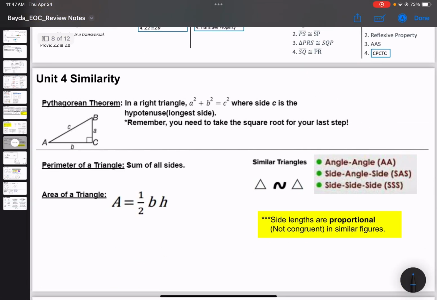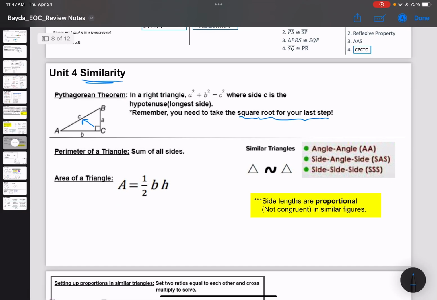Unit 4 was all about similarity. So congruence has to be the same size with the sides and the angles. Similarity is a little bit different because the sides could be different, but the angles do remain the same. So it's the same structure in them. They're just different sizes. In this unit, we talked about Pythagorean's theorem, which is your right triangles. You want to make sure you are drawing your arrow over from the box to tell you where side C is at. And remember, last step, you're taking the square root as well.